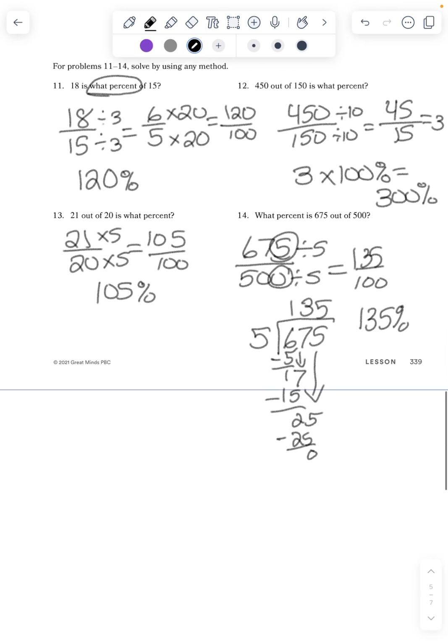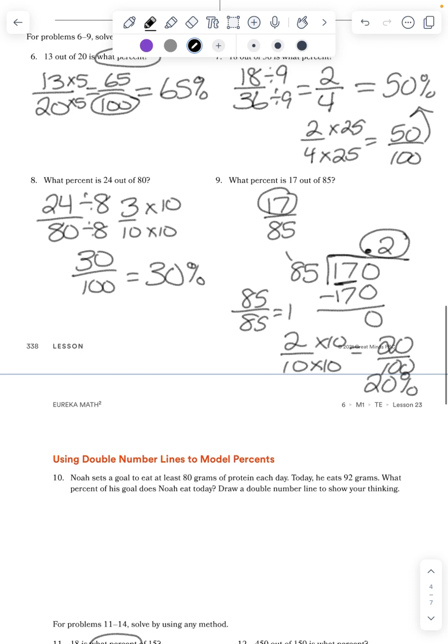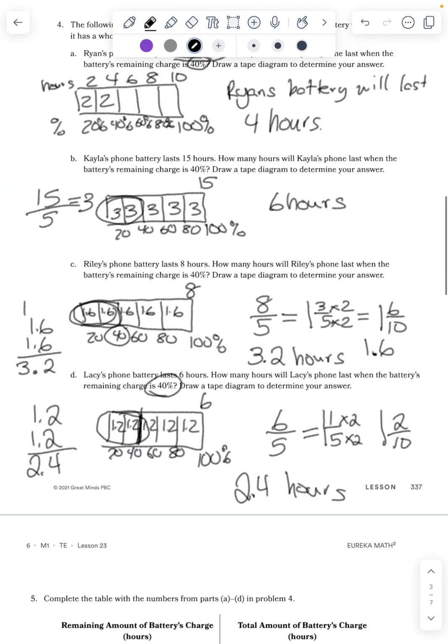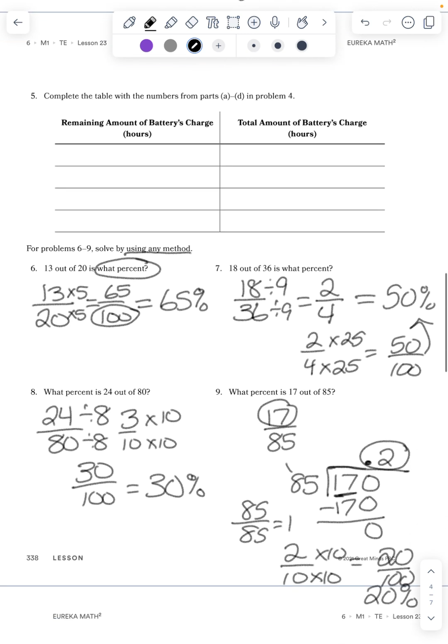All right, and that's all for today for this lesson. Again, if you can write it where the denominator is 100, then all you have to do is write that number, the numerator, as the percent, because a percent can be written as a fraction with a denominator of 100.